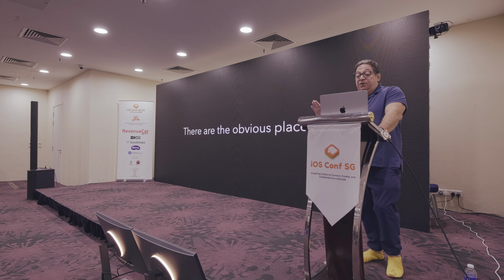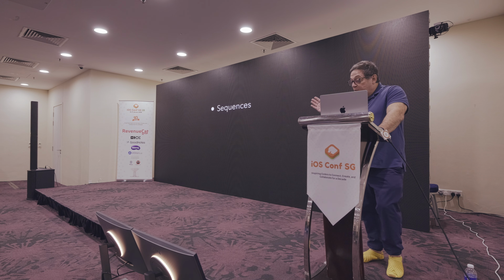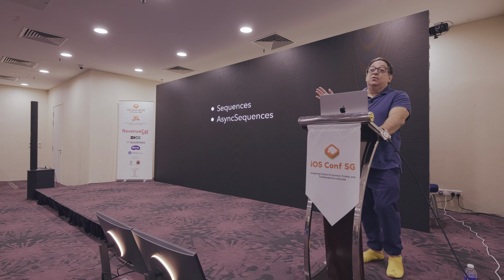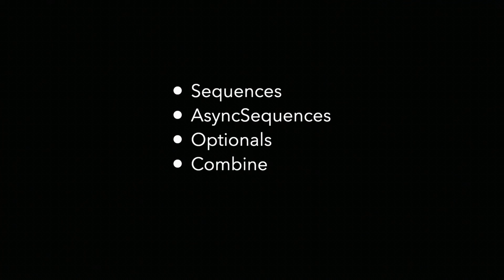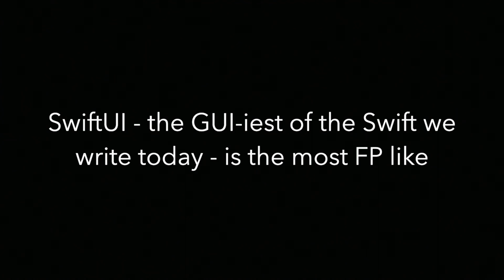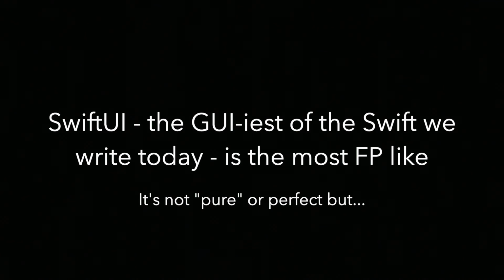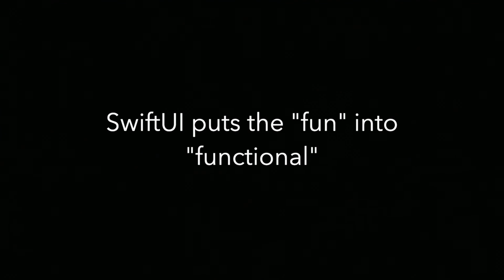Well, why does an iOS developer need functional programming? Well, there are obvious places: sequences, async sequences, optionals, Combine, and of course, SwiftUI. You think SwiftUI is like the gooeyest place, and yet functional programming is actually a big part of it. We just don't know it, we don't feel it, because it would just scare us away. Now, it's not pure, it's not perfect, but neither am I.